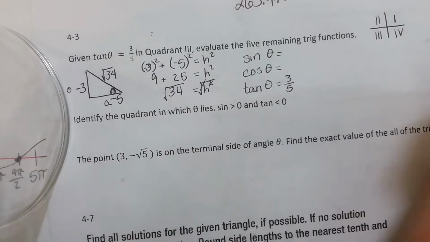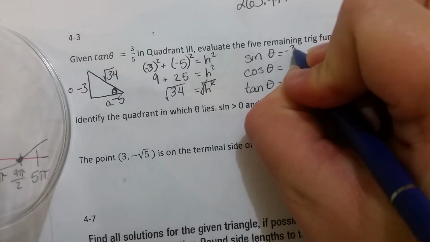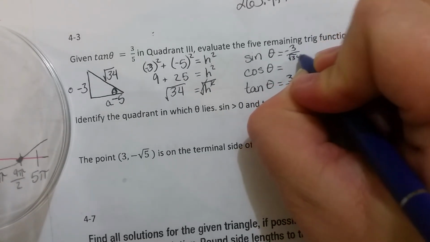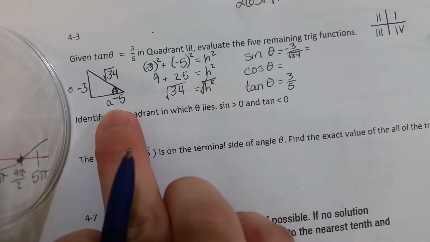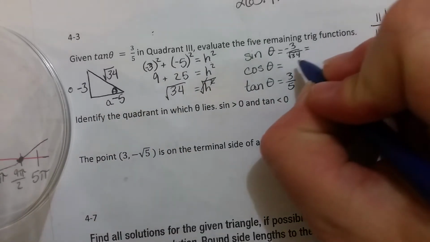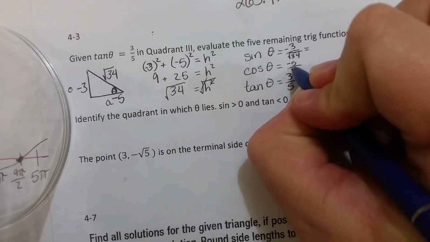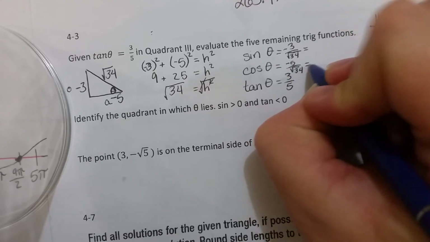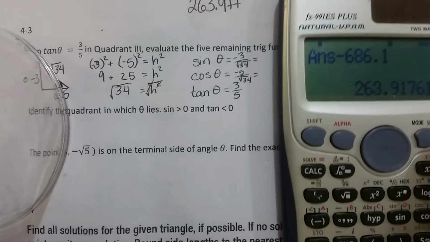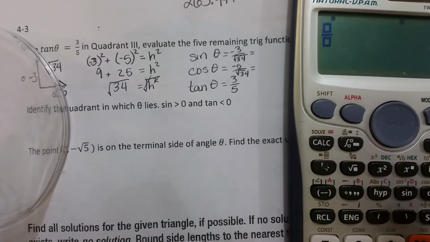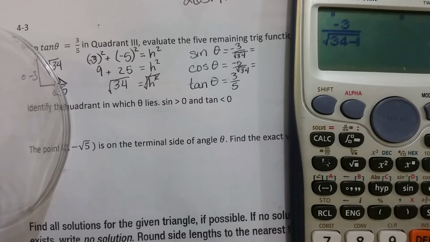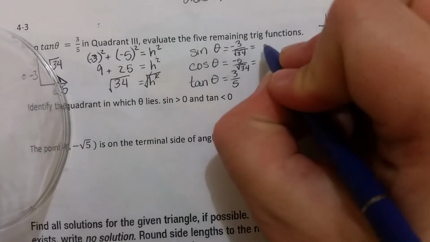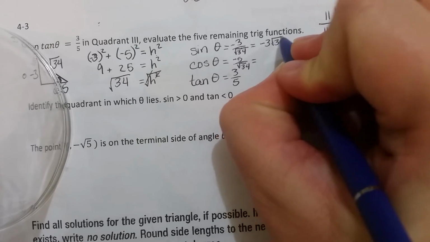Sine is opposite over hypotenuse, so that'll be -3 over square root 34. And this is where I'm telling you you'll want your calculator, but we'll do it all at the same time. Cosine is going to be -5 over square root 34. Sorry, my writing's really tiny there. Okay, so use your calculator. If you make the fraction, you're going to have -3 over square root 34. And you'll get -3 square root 34 over 34.